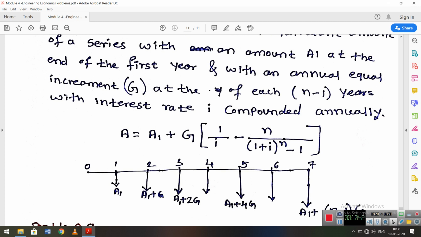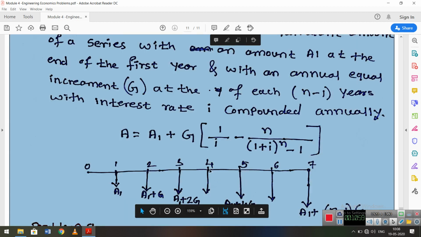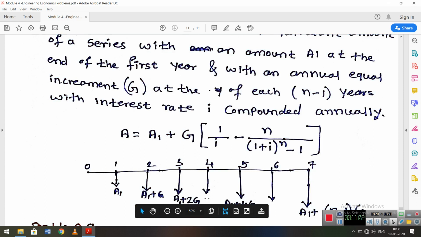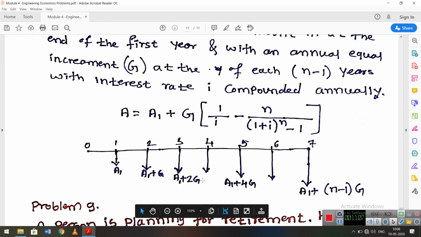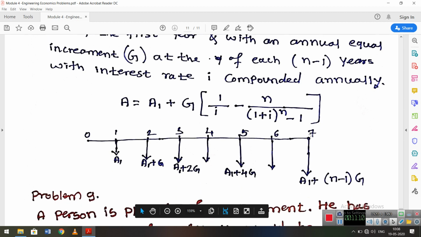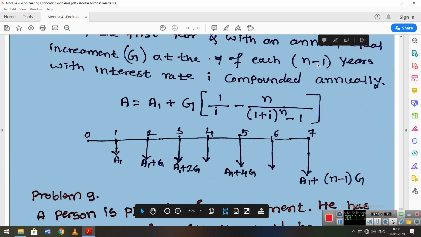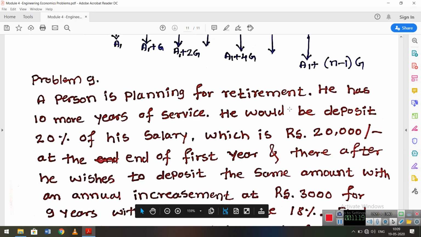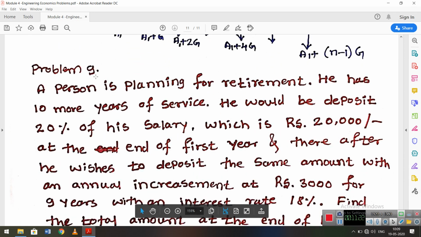The increment always increases every year. So at the end of the third year, A1 amount 10,000 plus 2 into the increment of 1,000, that is 2,000 plus 10,000, which is 12,000. End of the fourth year, A1 plus 3 into G, 3 into 1,000 is 3,000, plus 10,000 is 13,000. Like this he is going to pay, and at the end of the nth year, A1 plus n minus 1 into G. So we discuss another problem, and all these problems are very important.